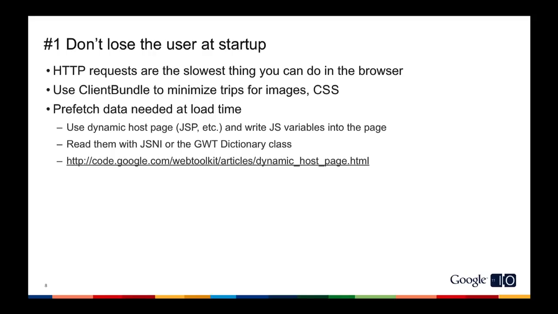Another technique you can do is to prefetch data that's needed by your first page at load time. One easy way to do this is instead of hosting your GWT app in a static HTML page, you can host it in a JSP page, for example. And then any data that your GWT app is going to need right off the bat, you just write in as JavaScript variables into the host page. And then you can use the GWT Dictionary class to read those JavaScript variables from your GWT app. Or you can use JSNI methods as well to do that. We've recently written an article on this on the GWT code site that you can check out and get more info on that technique.